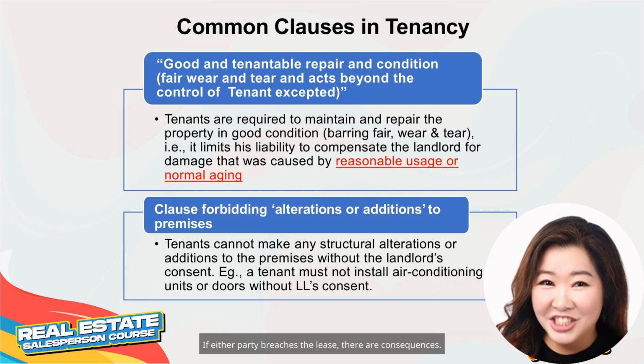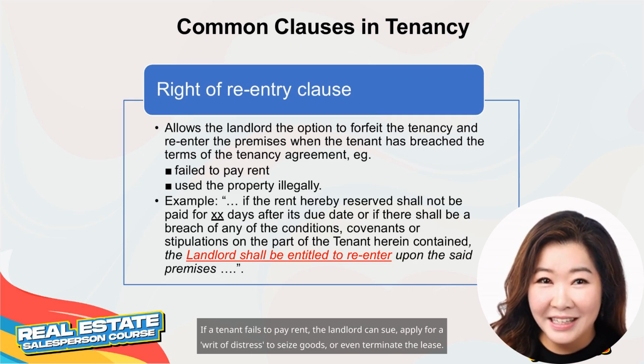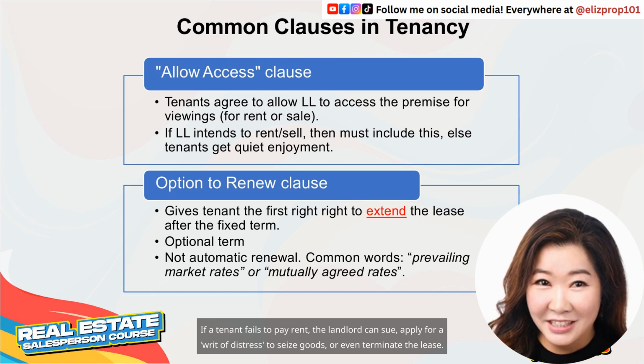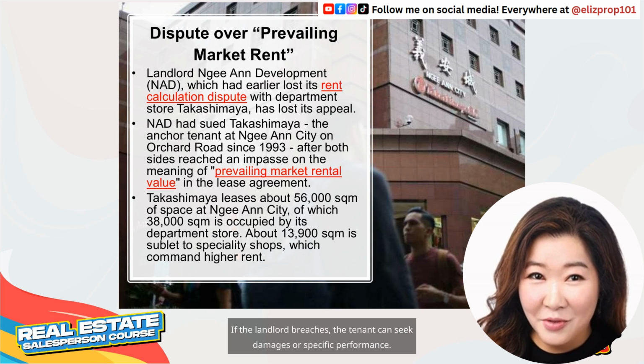If either party breaches the lease, there are consequences. If a tenant fails to pay rent, the landlord can sue, apply for a writ of distress to seize goods, or even terminate the lease. If the landlord breaches, the tenant can seek damages or specific performance.